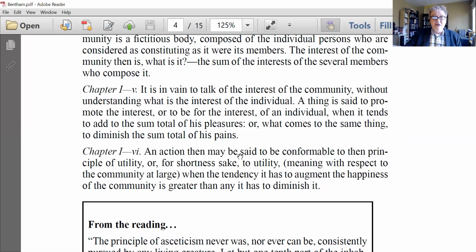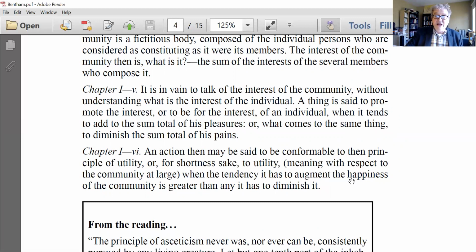So an action then may be said to be conformable, right? Conformable. A lot of folks read this too fast and think "comfortable." Well, this is conformable, so able to conform or adhere to. An action then may be said to be conformable to, and that's a typo, I should say, the principle of utility.